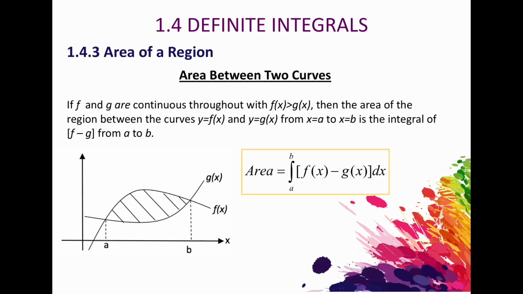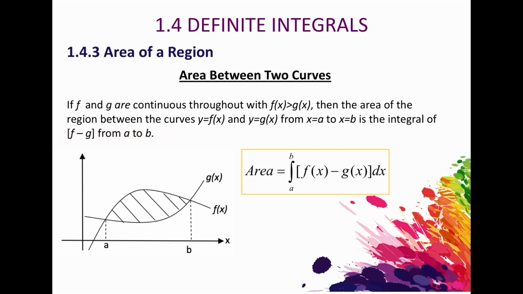Still in 1.4.3, area of a region. So now we're going to focus on area between two curves. If f and g are continuous throughout with f(x) greater than g(x), then the area of the region between the curves y equals f(x) and y equals g(x) from x equals a to x equals b is the integral of f minus g from a to b.